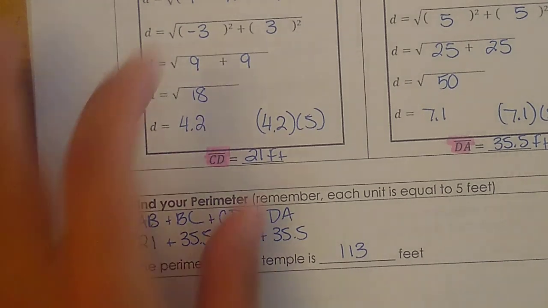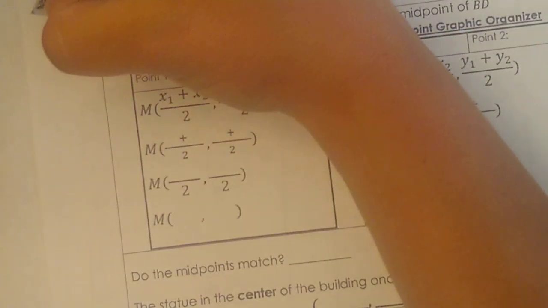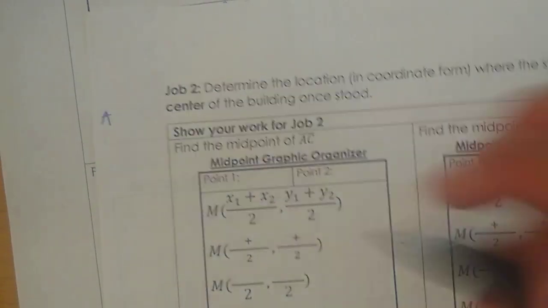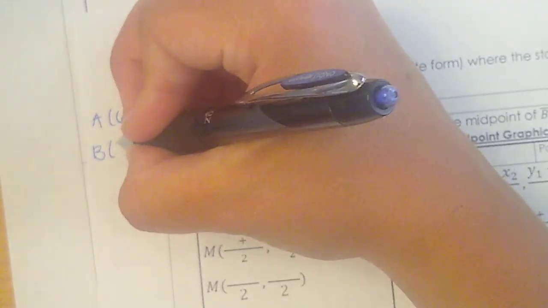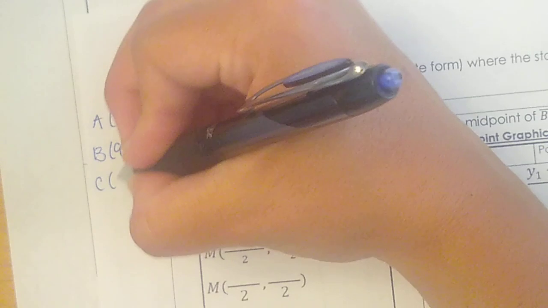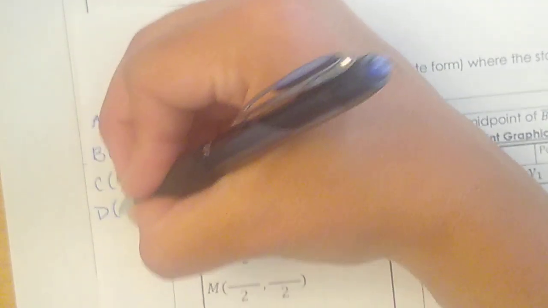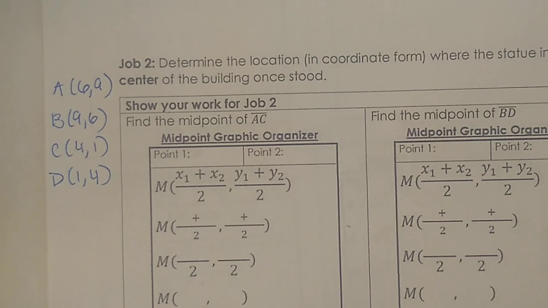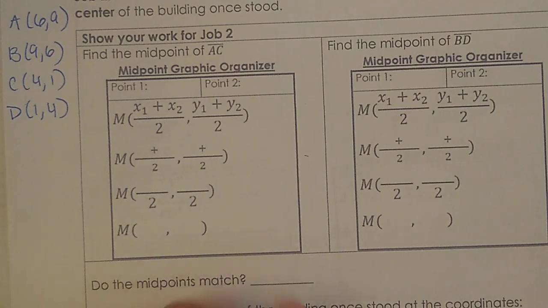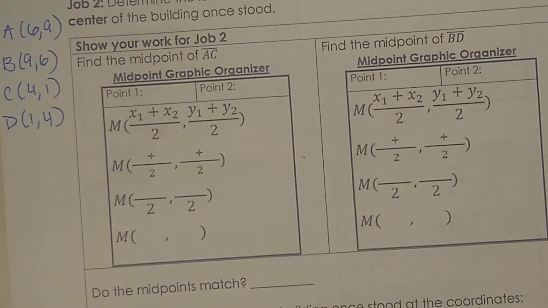Now I'm moving on to job 2. So job 2 once again involved points, so I'm going to write down A, B, C, and D as coordinates so I can have them handy and not have to keep flipping pages. A is 6, 9, B is 9, 6, C is 4, 1, and D is 1, 4. So now I just need to find the midpoint because job 2 is determining the location where the statue in the center of the building once stood. So I just have to find the midpoint of AC and the midpoint of BD for this.